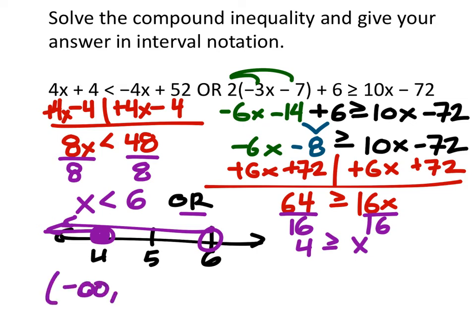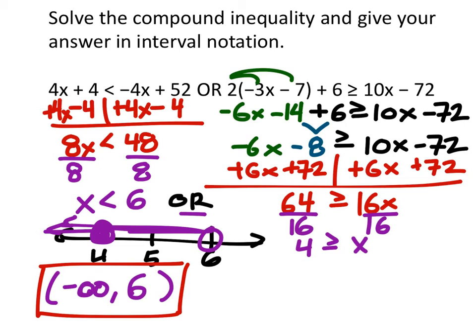But where does it stop? It really doesn't stop at 4 because from the 6 value, right? It goes to the 6. So to make this one inequality, we would just write it like this, going from negative infinity to 6, which we would need to show, okay?